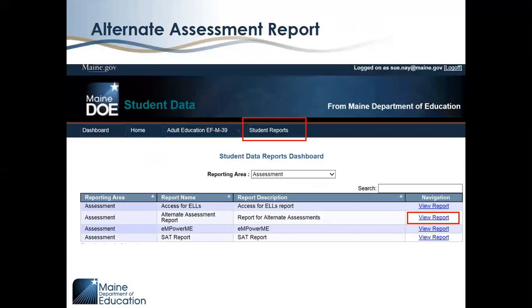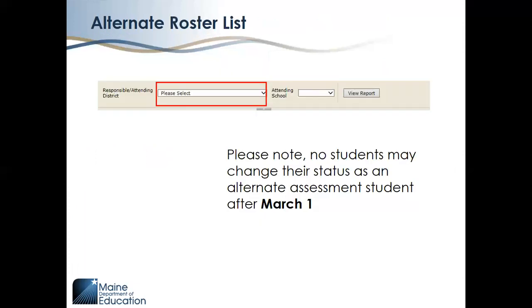If a student is missing or one is registered that should not be, again, check your alternate assessment report in NEO. Go to Student Data, Student Reports, Report for alternate assessment. By clicking on View Report, you may choose your district and school name to find the most current list of students that should be taking the alternate assessment.